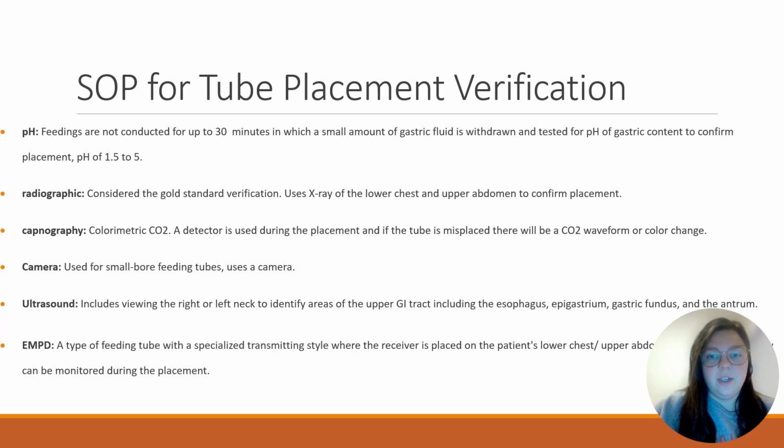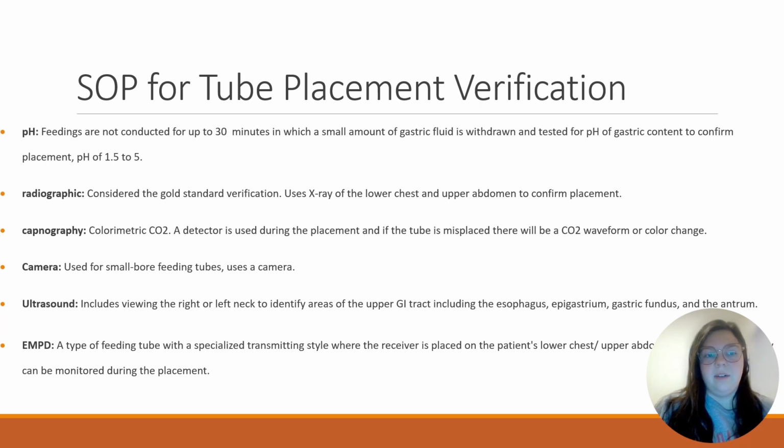Tube placement verification is essential. There are different ways you can verify this. With the CORTRAC, you can use the receivers to track and make sure it is placed correctly, but other ways to check are pH, in which the feedings are held for up to 30 minutes, and a small amount of gastric fluid is withdrawn to test for the gastric pH. If you're talking about an NG tube, you would look for a pH range of 1.5 to 5. Radiographic, which is considered the gold standard, uses x-rays of the lower chest and upper abdomen to confirm placement.